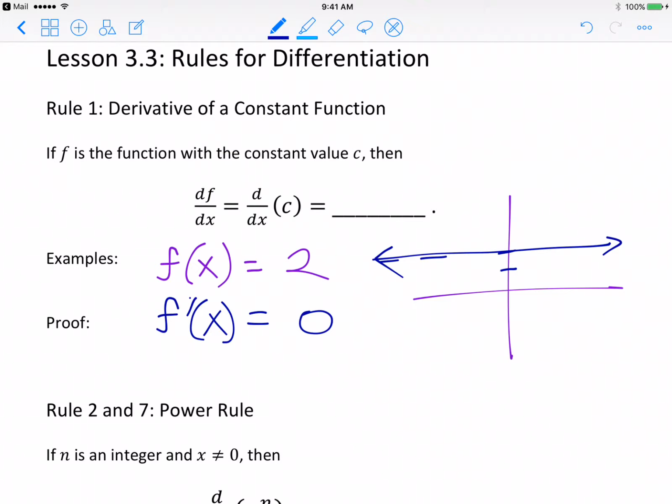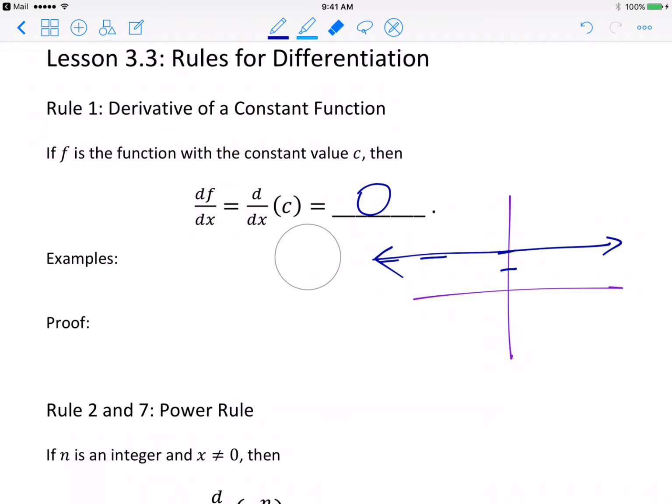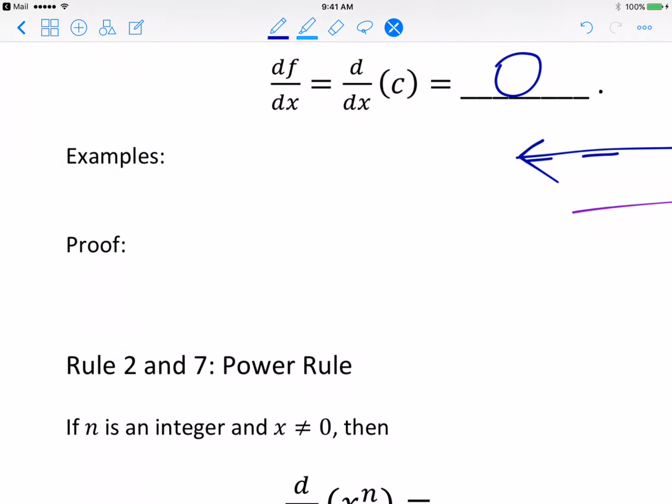And as you could probably predict, no matter what the function's constant value is, your derivative for that would be 0. Okay, and here's a little proof for that. Okay, so let me erase this part for now. So why is that true?